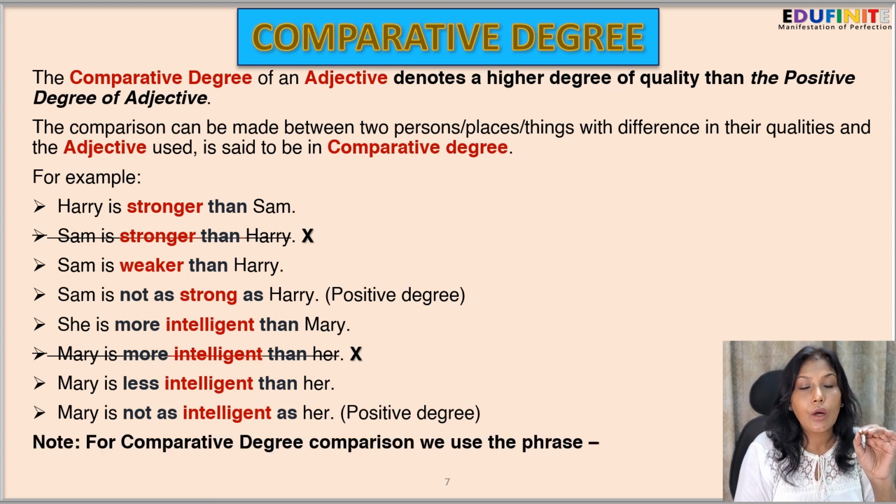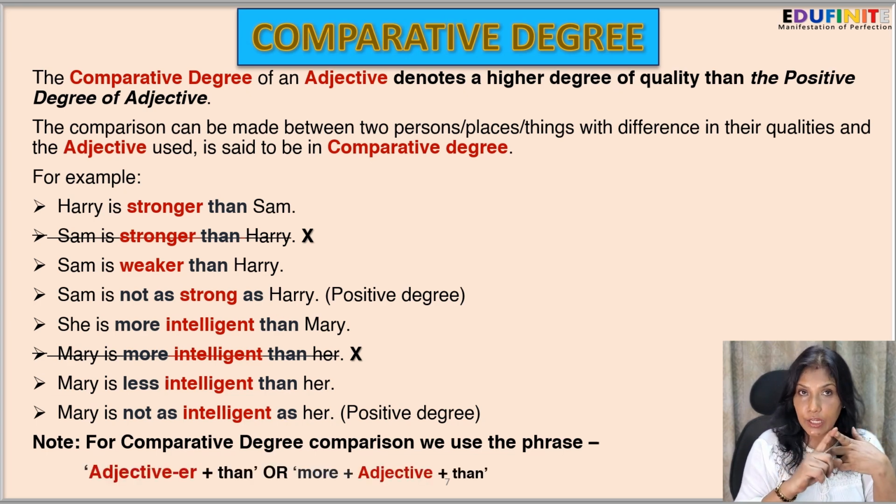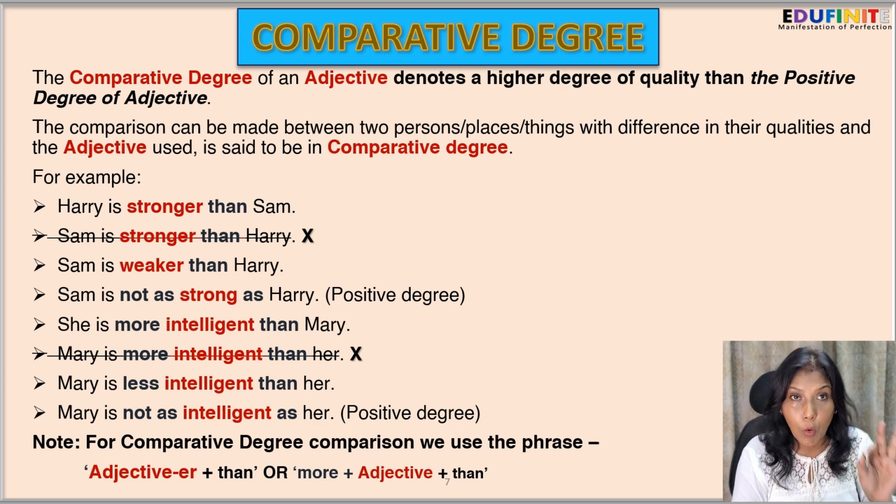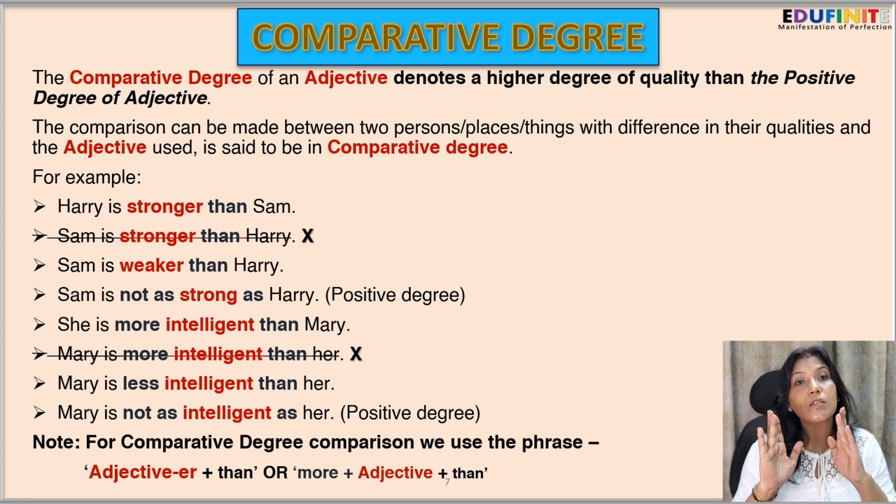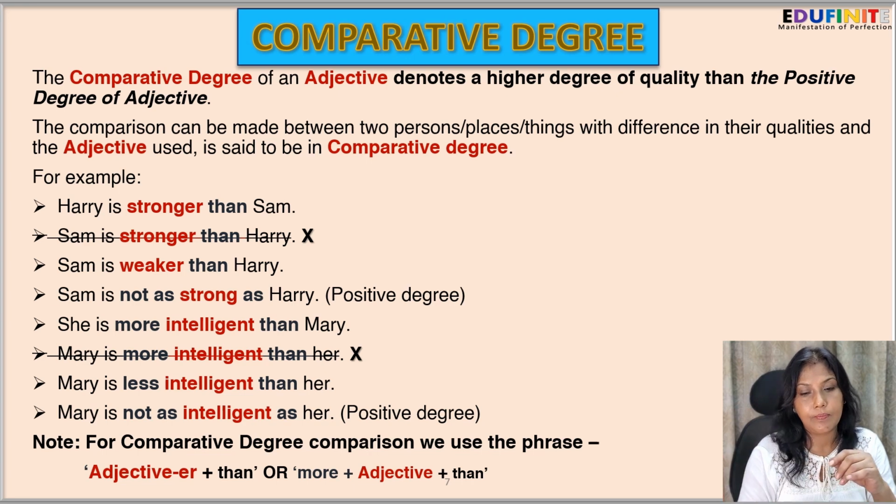Again, now note, for the comparative degree, we use the phrase adjective plus er plus than. So the basic adjective which we had used in the positive degree, we attach an er to it. That becomes the adjective now for the comparative degree, and then we add the word than. That's how we make it comparative degree. Otherwise, there is another method where we add the word more and then the adjective in its basic form and then than. So more, adjective, and then than.